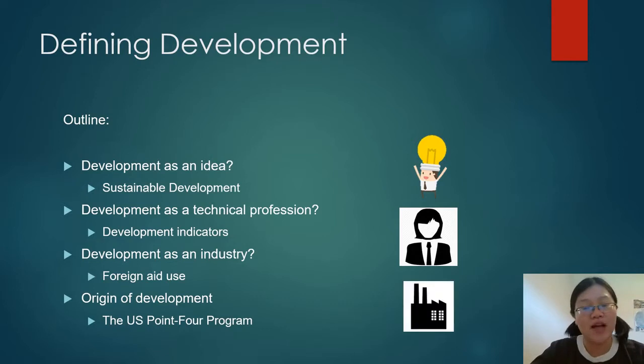And then the third perspective I have here is to look at development as an industry, right? So who are the people donating to support the whole development? Who are the people running development? And how many people and how many organizations are involved in this international development world? This is one perspective that I want you to look at as well. And then at the end of the lecture today, I will talk a little bit about the origin of development, which is actually very related to the United States Point 4 program under President Truman.